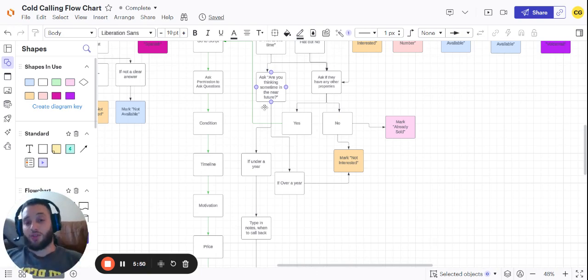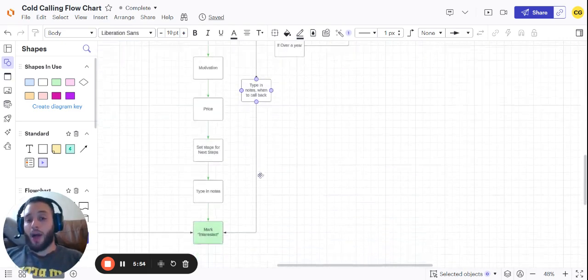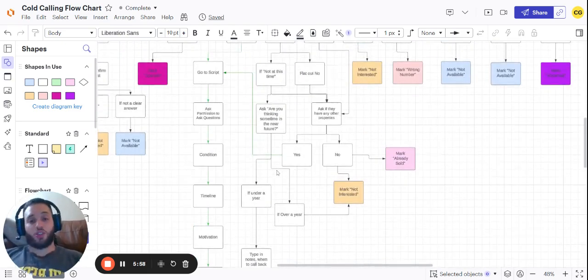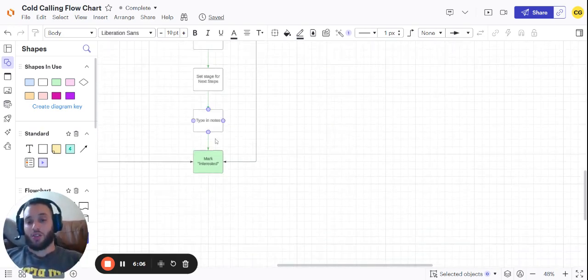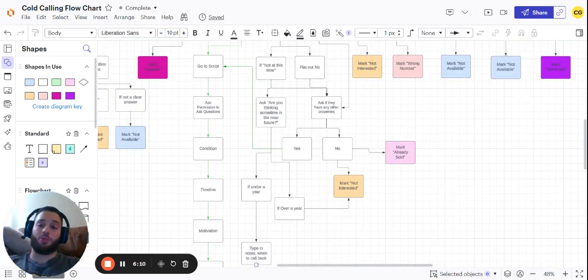That's the other alternative. Again, if under a year, type in the notes when to call back, and then you mark them as interested. In this one, there's no need to go to the script. Again, in my opinion, I don't think there's any need to go to the script because they're not really looking to sell just yet. So you just mark them as interested. And they will be put up on a follow up. If they say 6 months, I'll call them back in like 4.5 months.